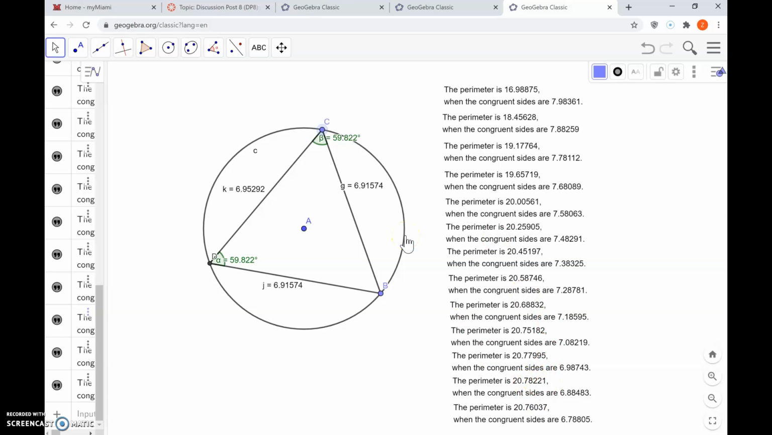Where are we at? 20.7844. So yeah, getting it as close as possible to that equilateral triangle is going to give you the largest possible isosceles triangle.